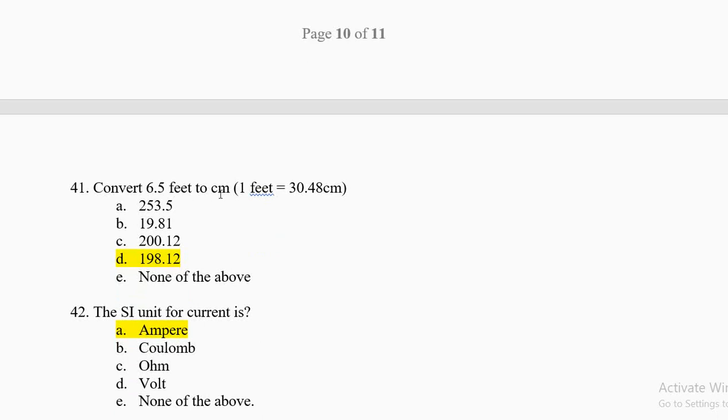Convert 6.5 feet to centimeters. See, 1 foot is 30.48 centimeters. Your scale is 12 inches. 1 inch is 2.54 centimeters. 2.54 into 12 will give you 30.48. These numbers you can get from books or the internet. So 1 foot is 30.48 centimeters. How much is 6.5? 6.5 into 30.48. Use your calculators. You'll get 198.12 centimeters.